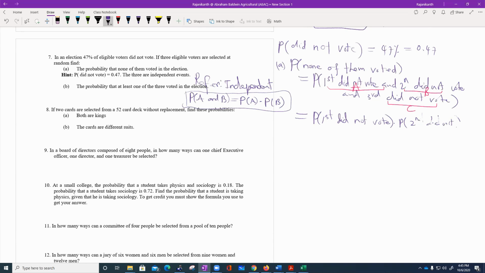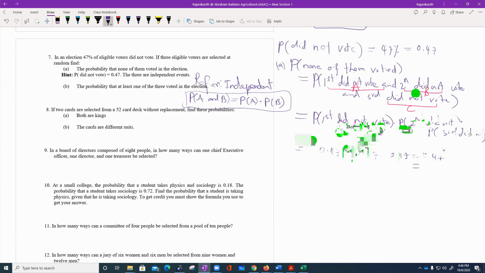Then I don't have space here, so let me write down here. The probability of a third one did not. So this is the meaning, right? But now we know the chance of each one did not vote is 0.47. Therefore, that is 0.47 times 0.47 and times 0.47. Okay? So in another word, this is 0.47 cube.